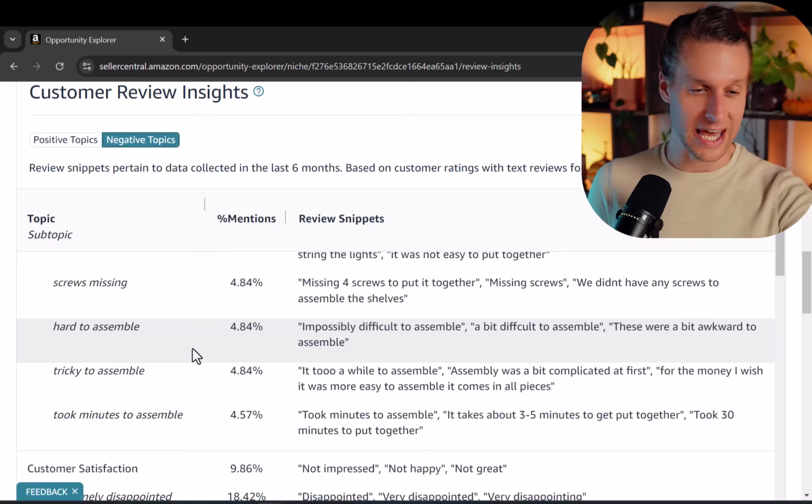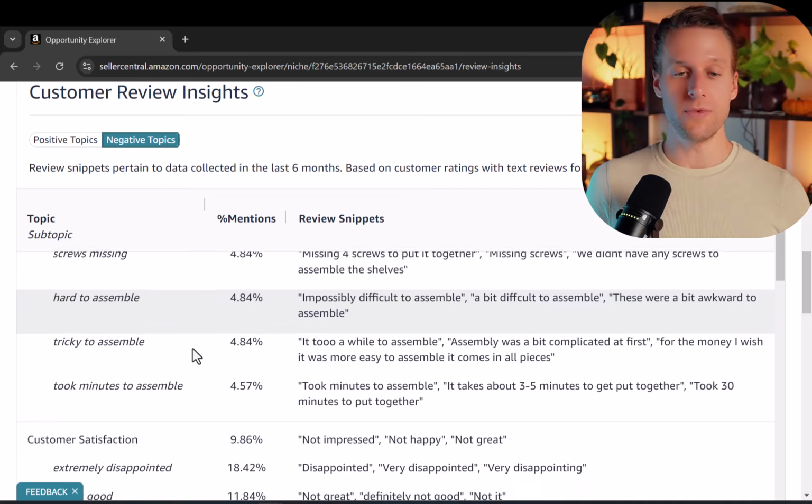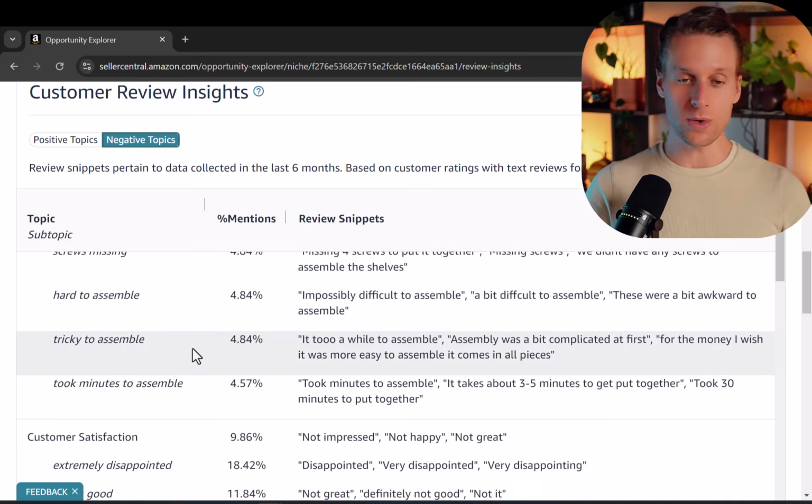Hard to assemble, again, tricky to assemble. So we know what to focus on. We know exactly what people are complaining about. And guess what? Other shoppers are reading the reviews on these other products. They also know what everyone complains about. If you focus on the thing that everyone sees everyone else saying is the biggest problem with these products, boom, you have a huge X factor over the market.